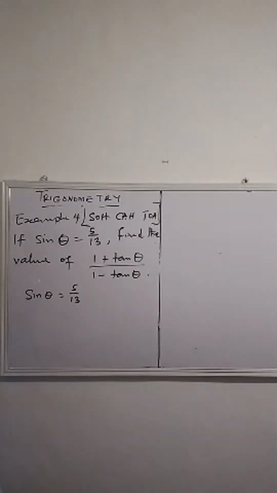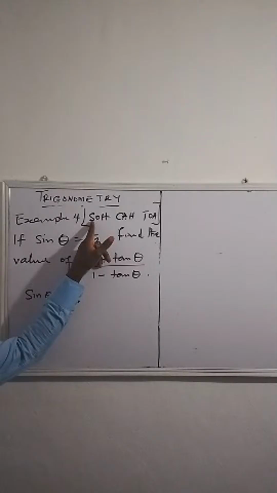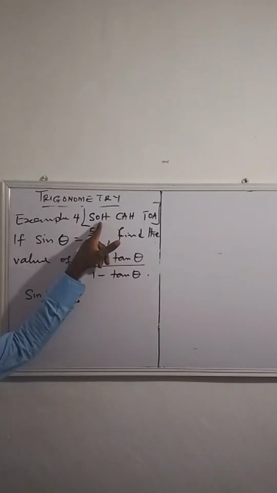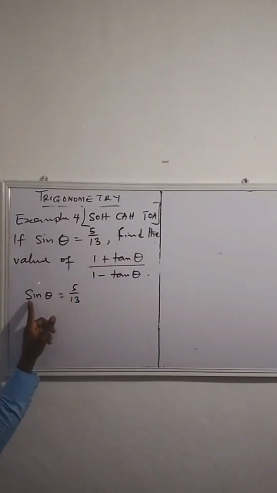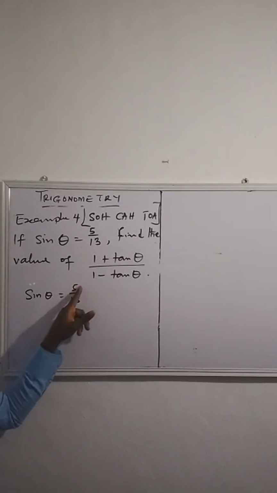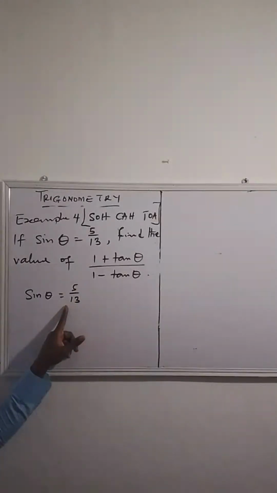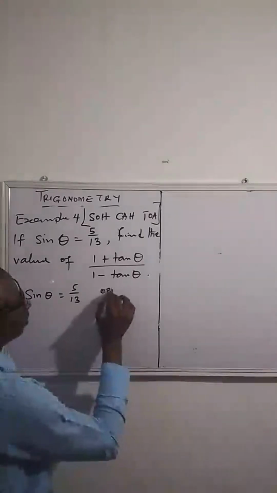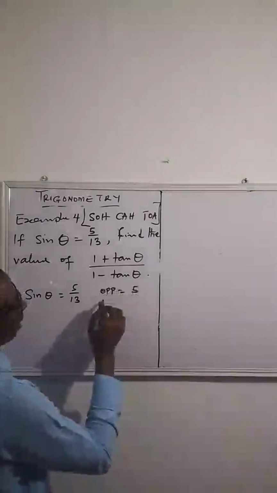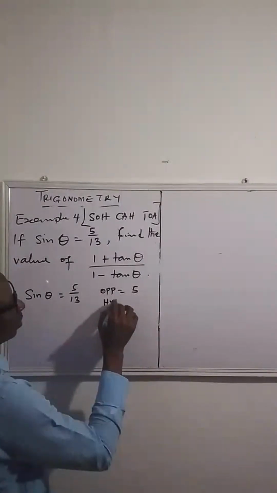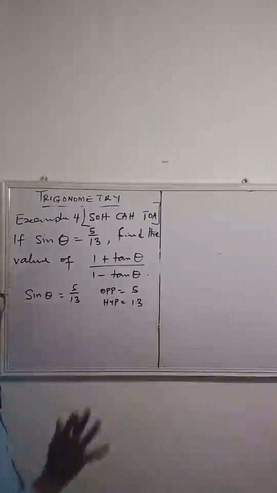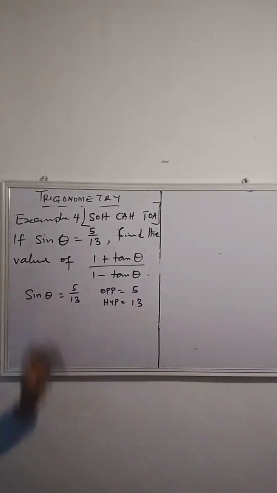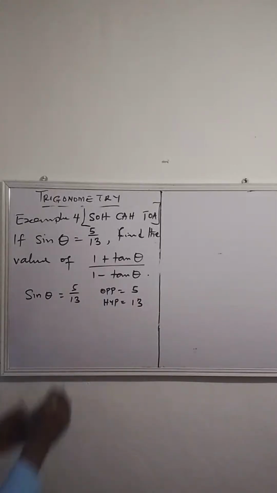Okay, so now sine is equal to opposite over hypotenuse. That's the meaning of it. So now we are given sine theta equals 5 over 13. So it means that opposite is 5 and the hypotenuse is 13 in the triangle from which this is gotten. All right, so now let us draw that right angle triangle.